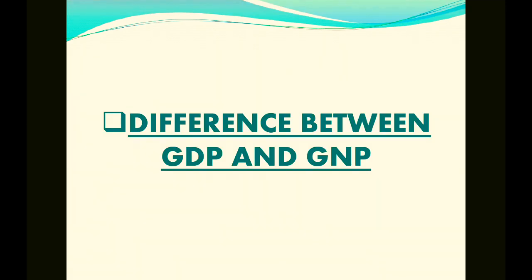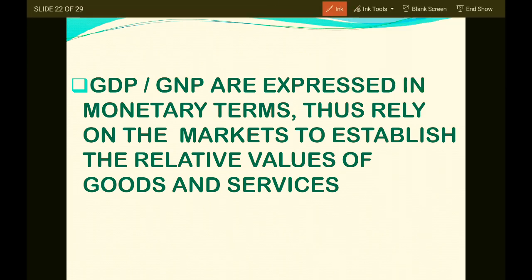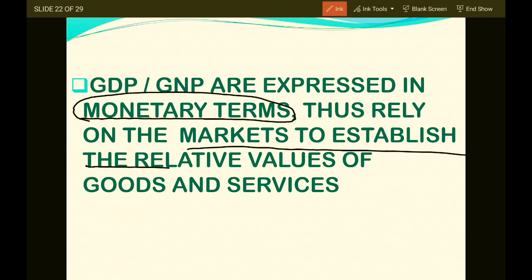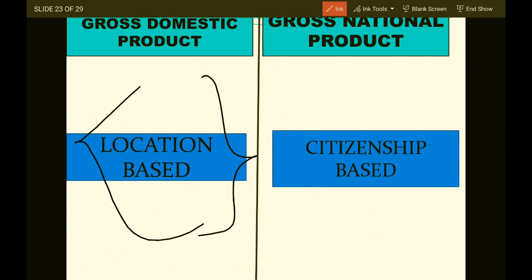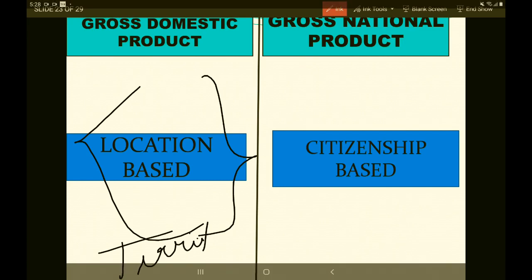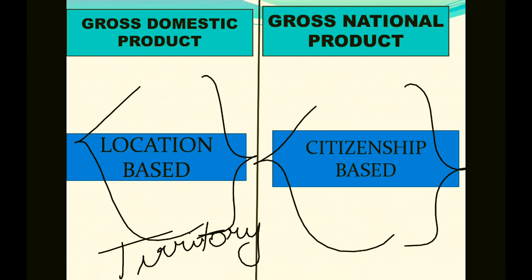Now the difference between GDP and GNP is very easy. Let us focus on that. See, GDP and GNP are expressed in monetary terms. Very important, they are expressed in monetary terms. Thus, they rely on the market to establish the relative value of goods and services. See, GDP is location based, concerned with the production of goods and services in a particular territory, and GNP is concerned with a citizenship base regardless of the location.